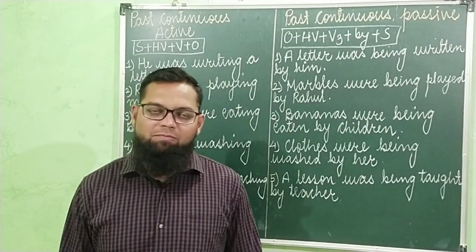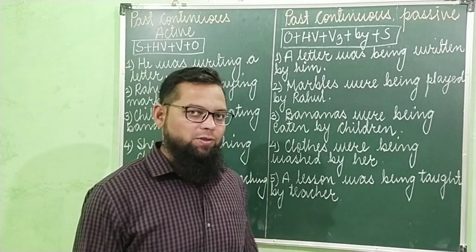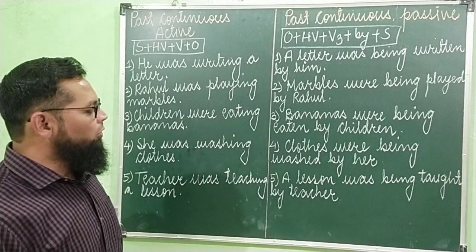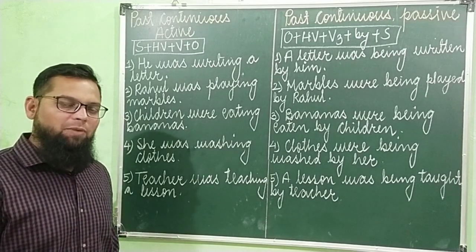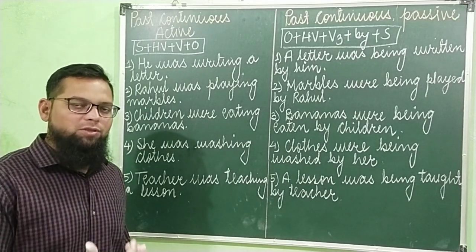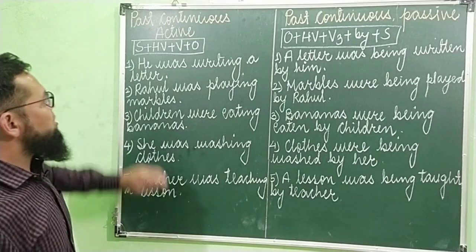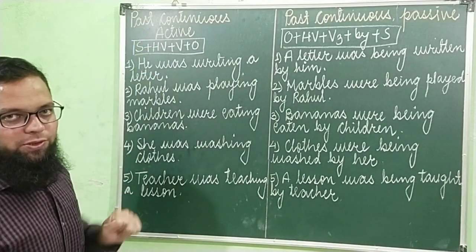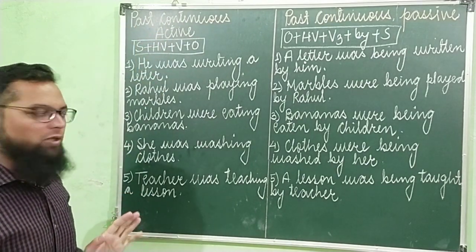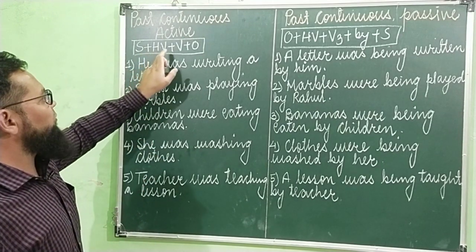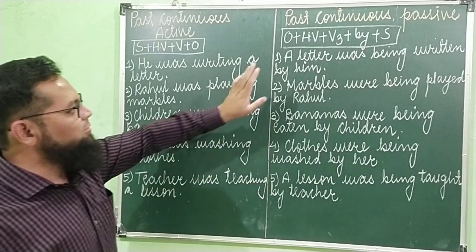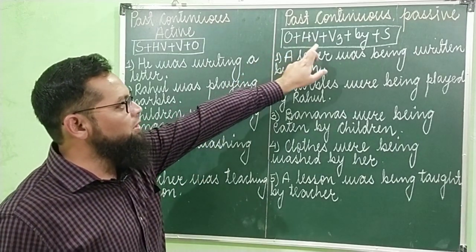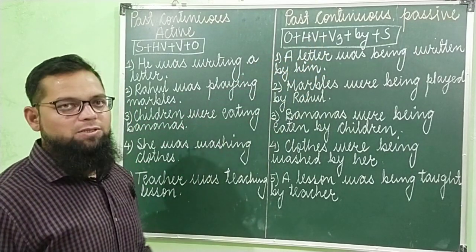Let's have few examples of active and passive voice. Now we are going to see how to convert the examples of past continuous tense active voice into passive voice. So past continuous tense active voice. What is the equation of active voice? Subject plus helping verb plus object. Okay. And the equation of passive voice, object plus helping verb plus verb in third form plus by plus subject.